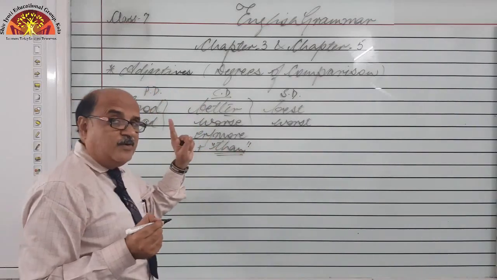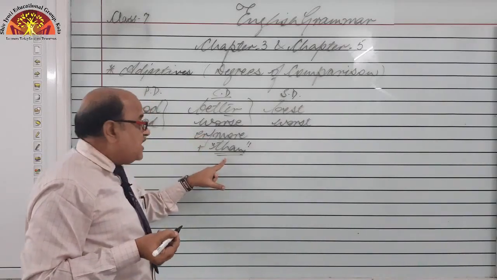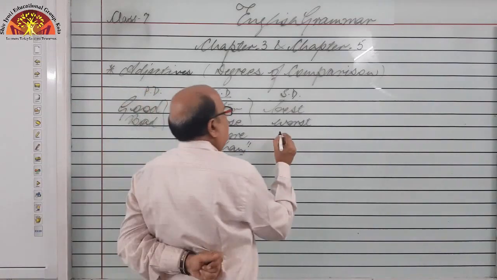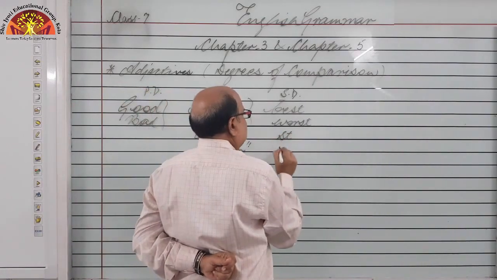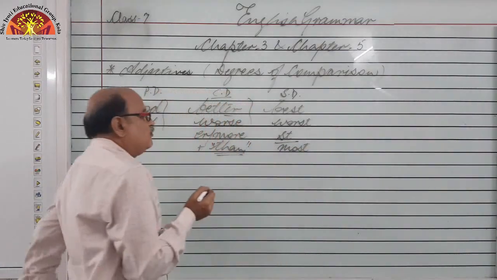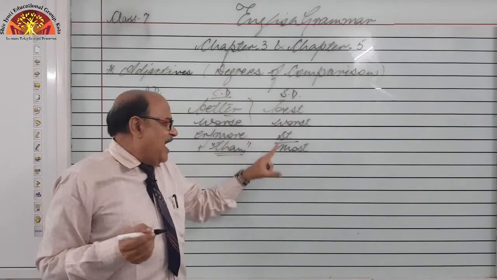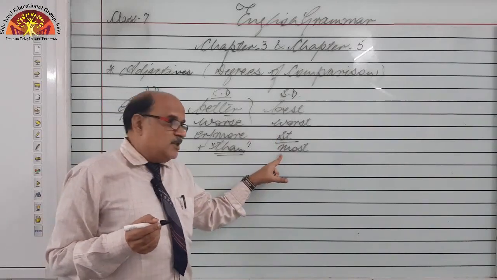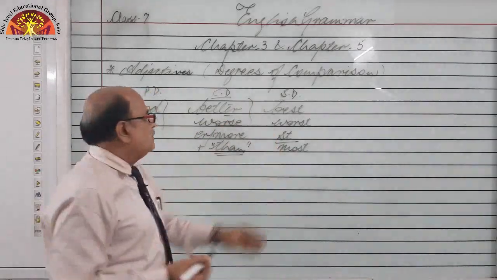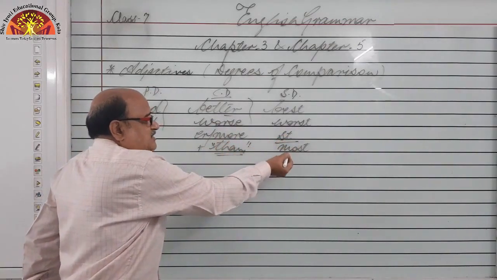Then, THAN, don't get confused, THEN is also there. But we are talking about THAN. And here, ST or most. Whenever you find any adjective ending with ST or having an additional word most, this is known as superlative degree. Comparative with ER or more than, and superlative with ST and most.